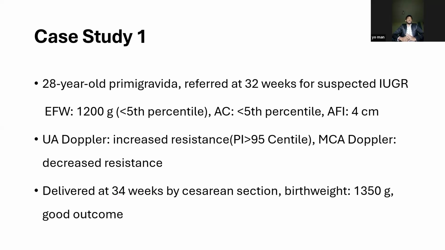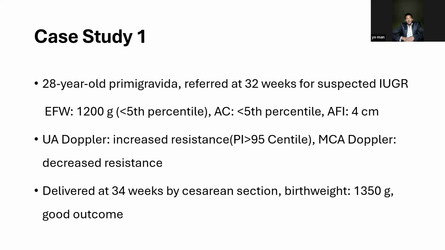So my first case study is a 28-year-old with preeclampsia referred at 32 weeks for suspected IUGR. So we consider this as early onset. The estimated fetal weight is less than the 5th centile. AC is less than the 5th centile. The amniotic fluid is 4 centimeters. Then it's already small for gestational age. Then we do the Doppler.